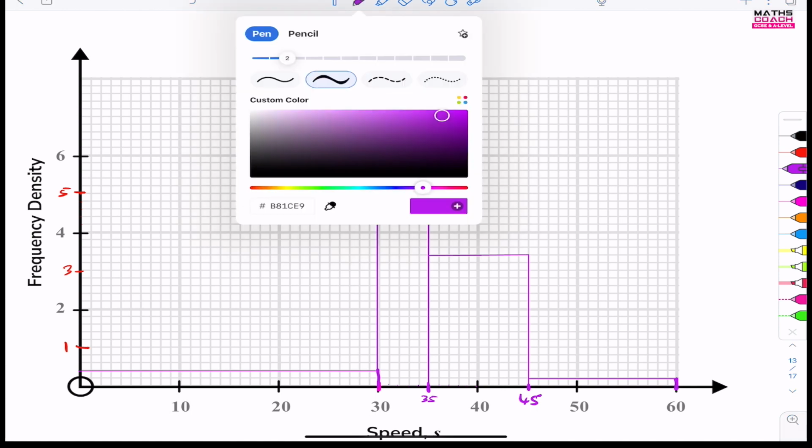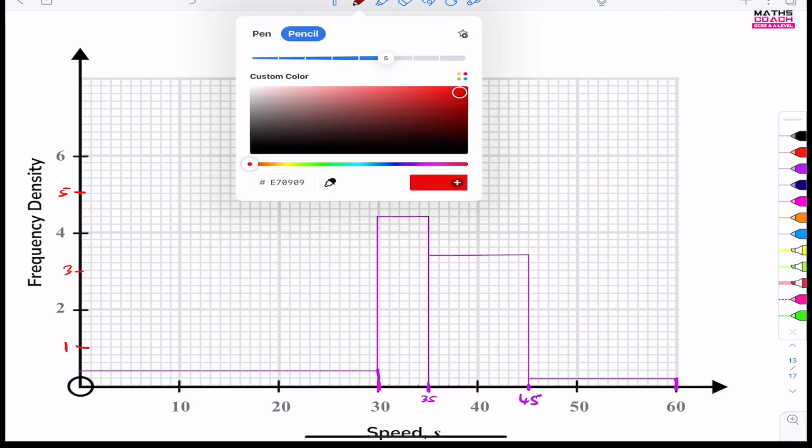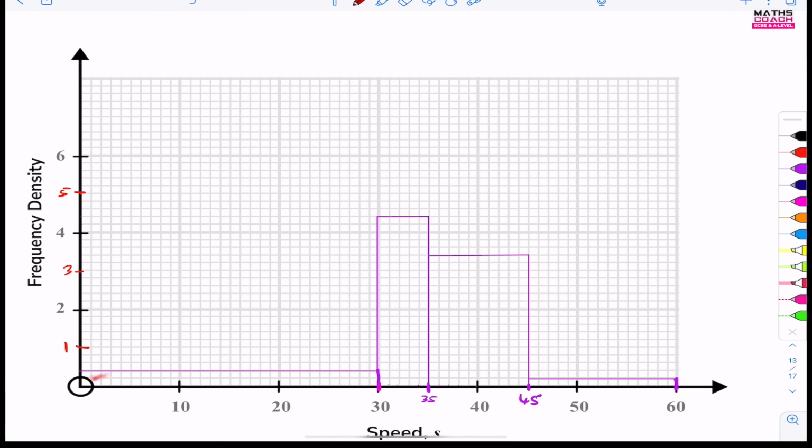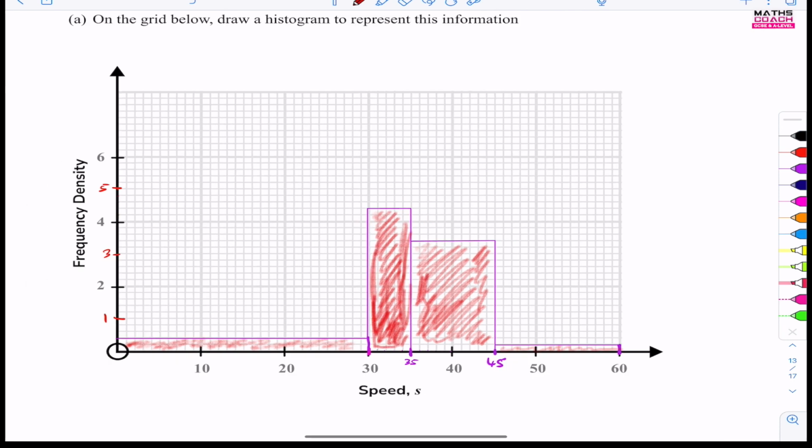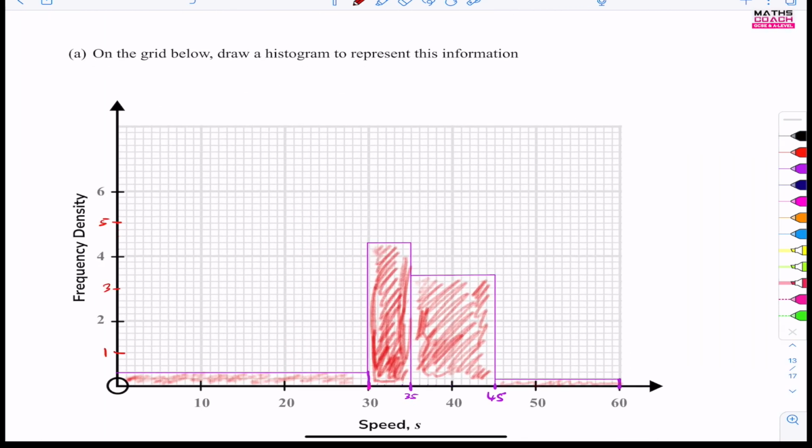We can color this in as well. Let's just color that in. So there. You don't have to do this. It's just to make it look pretty. And it's quite therapeutic actually on the iPad. There you go. Okay. You don't have to do this, like I said, all right? But it does make your lines stand out. Okay, there. That's your histogram. And that was for 3 marks.